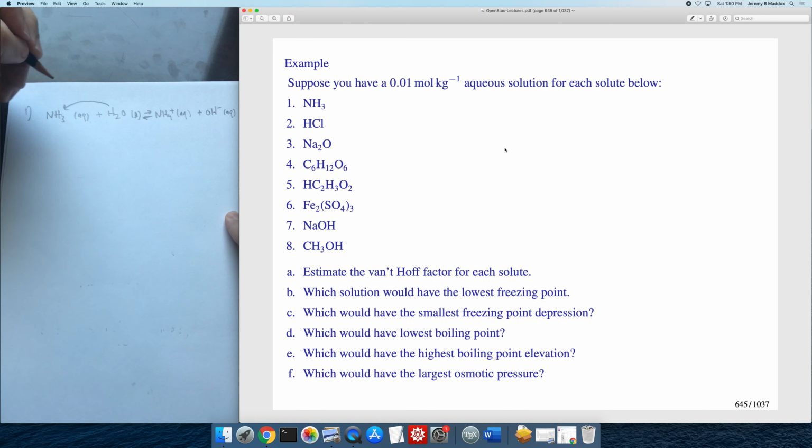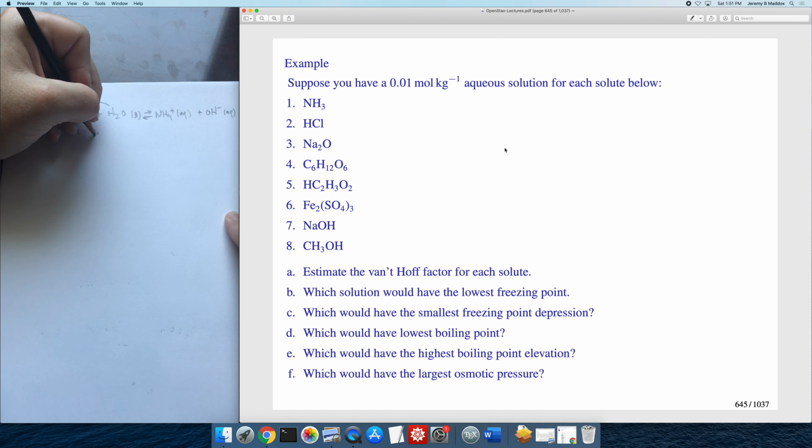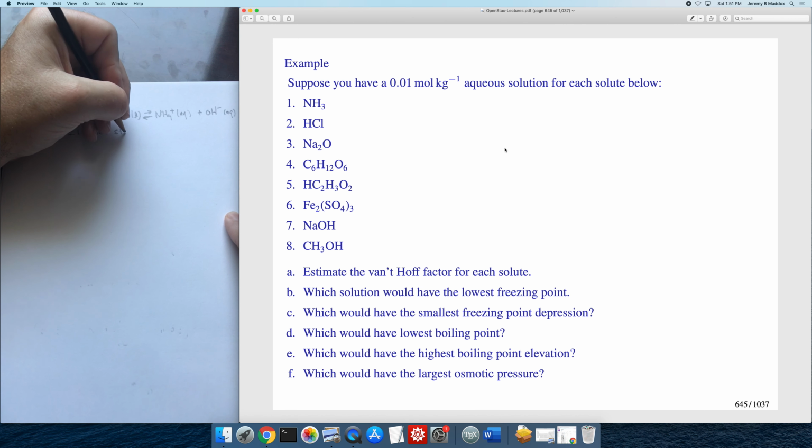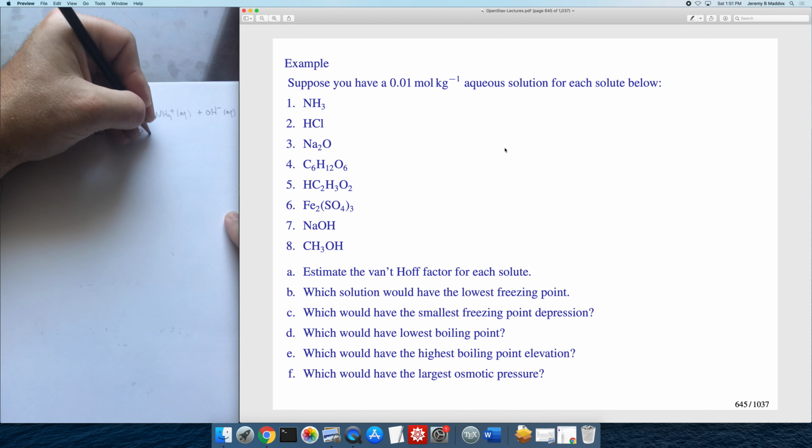So what we would expect for the Van 't Hoff factor is that it would be between 1 and 2. Likely it's going to be closer to 1. So I would just say that i is approximately 1, but still greater than 1.